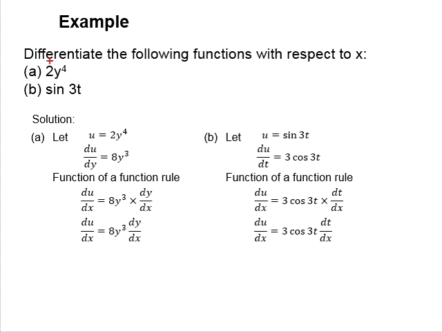Let's say now you are asked to differentiate this 2y to the power of 4. For you to differentiate it, you will differentiate it over y and then multiply dy per dx. Rewrite the equations, you get this. Let's say now you are asked to differentiate this over t. You may differentiate it over t and then multiply with dt/dx. Rewrite the equations, you get this.